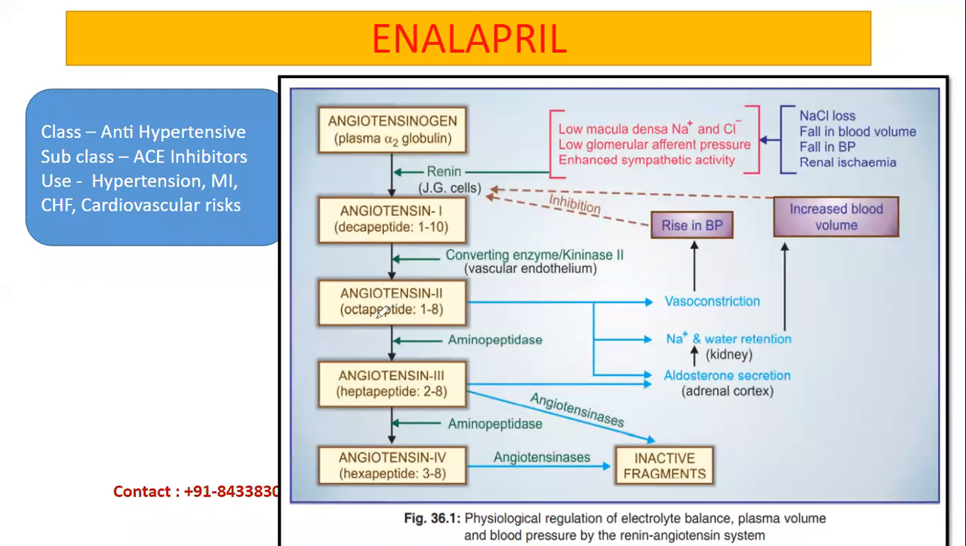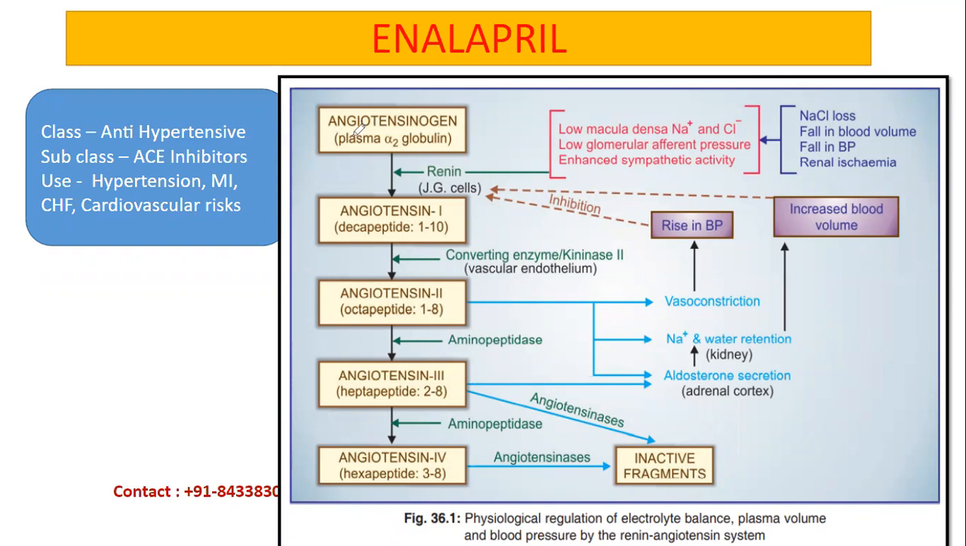This flowchart shows the regulation of electrolyte balance, plasma volume, and blood pressure by the renin-angiotensin system. As you can see here, the renin-angiotensin system is a hormonal system that plays a very important role in controlling water excretion, sodium excretion, and also our blood pressure and body fluid volume.